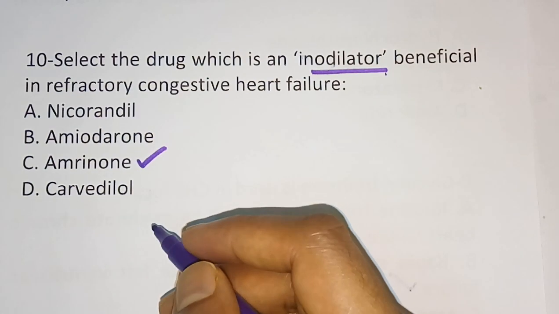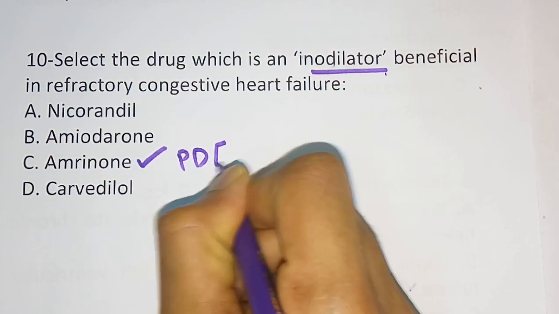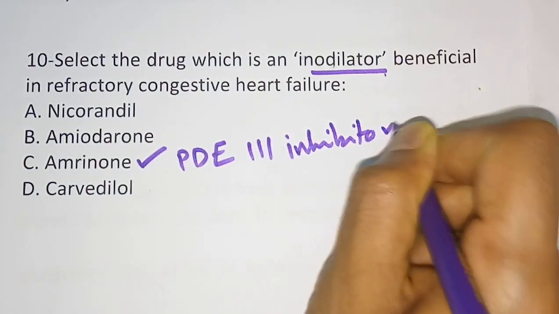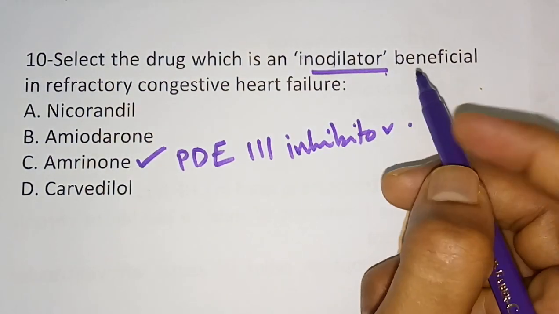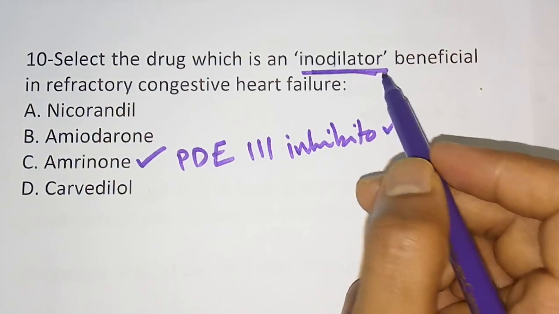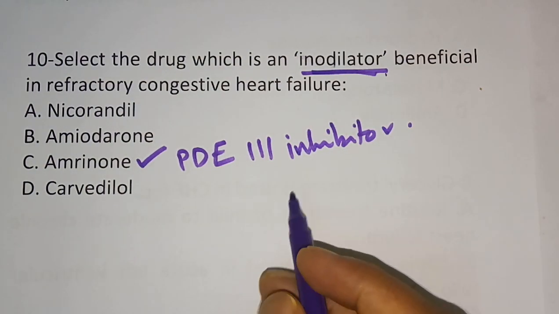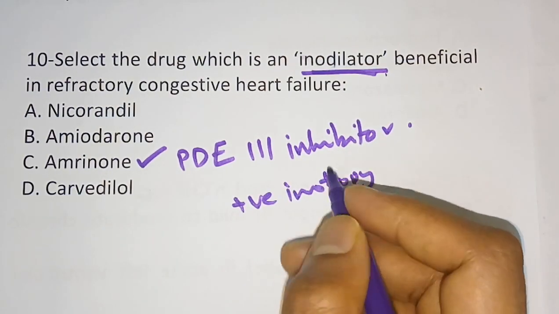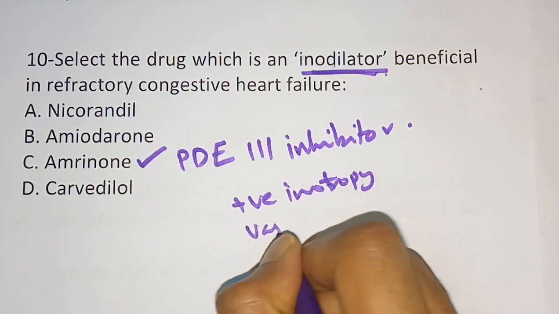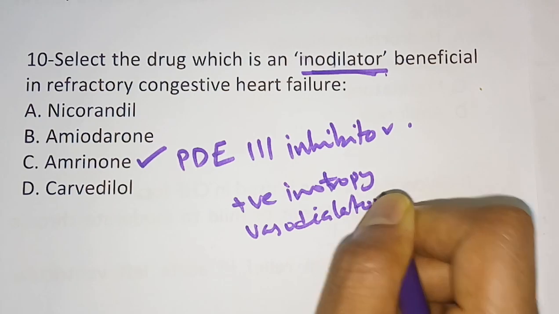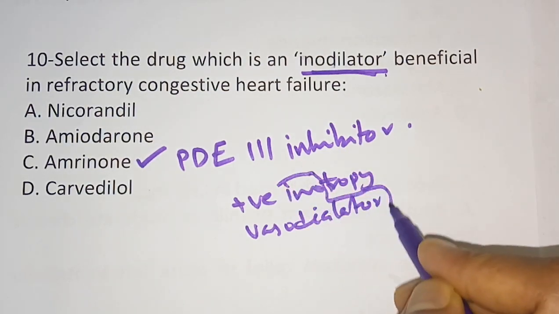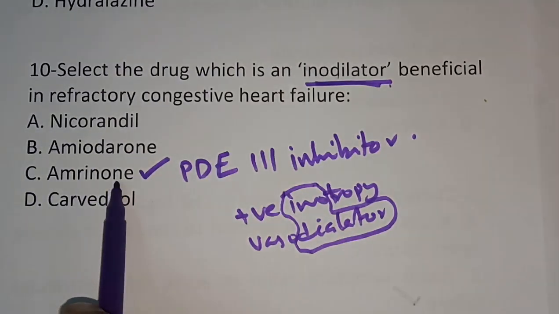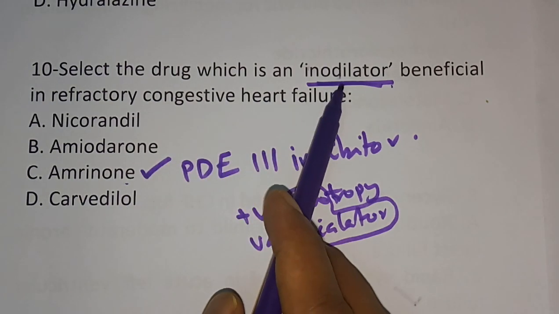Amrinone is a phosphodiesterase 3 inhibitor. Okay, so why is it called an inodilator? Because it has a positive inotropic effect, and also it is a vasodilator. So it is known as an inodilator. So we have to note that amrinone is also known as an inodilator.